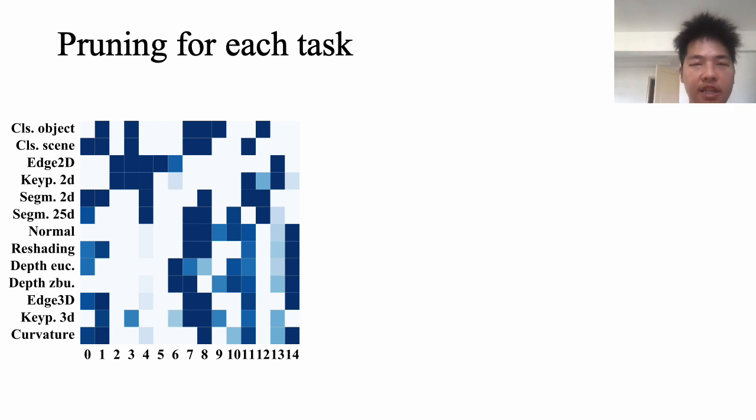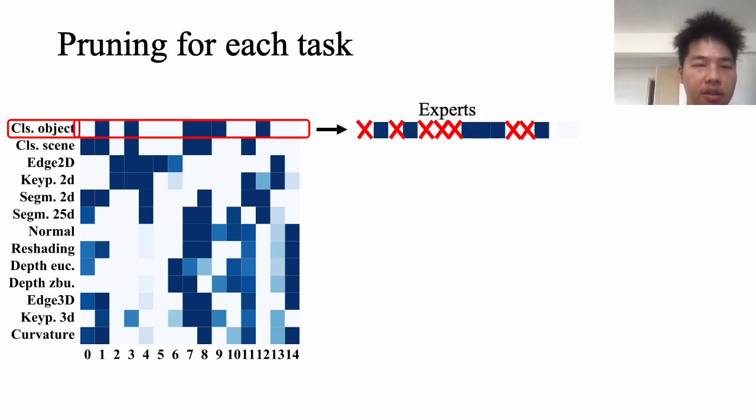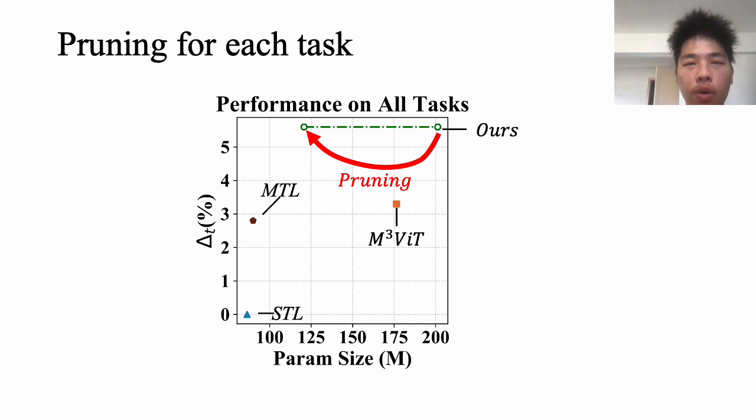Another good thing about this sparsity and sharpness in the expert-task relation is that we can do pruning for each task. For example, we can remove all the experts that are not used for the classification task, or just remove all the experts that have a low frequency of use. This can save us a lot of model parameters. So basically, we can remove half of the experts without any performance drop by doing this.